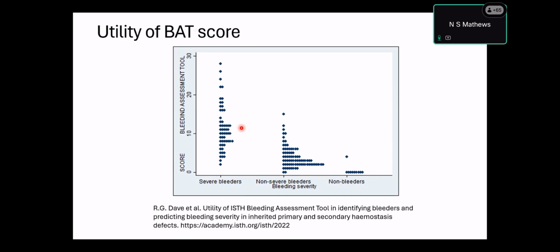Now, we did a study at our center to look at the utility of the bleeding score in identifying non-bleeders versus bleeders. And as you can see, even from the figure, it is very clearly helpful in identifying non-bleeders versus bleeders. Although between severe bleeders and non-severe bleeders, you probably couldn't tell a clear difference. But for non-bleeders versus bleeders, clearly, that score was very useful.